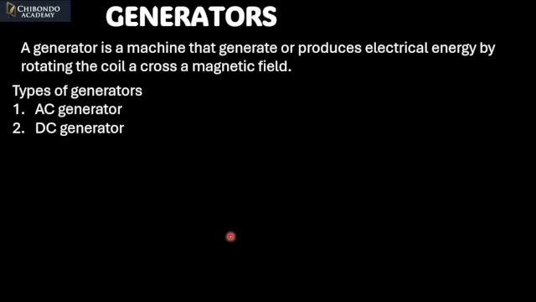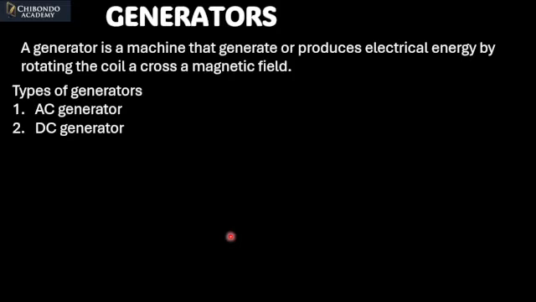Having looked at the introduction to electromagnetic induction and those laws, let's look at generators. What are generators? A generator is a machine which generates or produces electrical energy by rotating a coil across a magnetic field. This is practically what we were just doing, but a generator is more sophisticated, a machine that does all we have discussed.